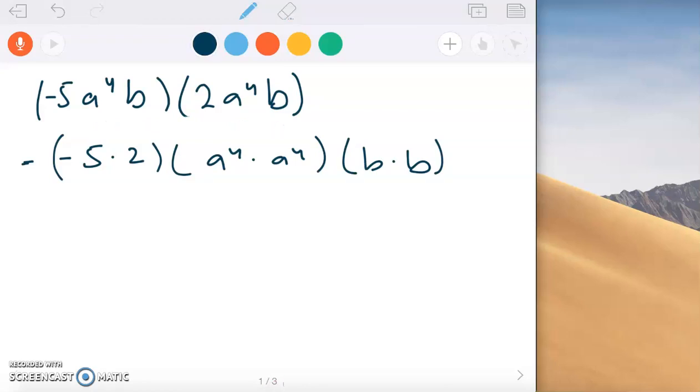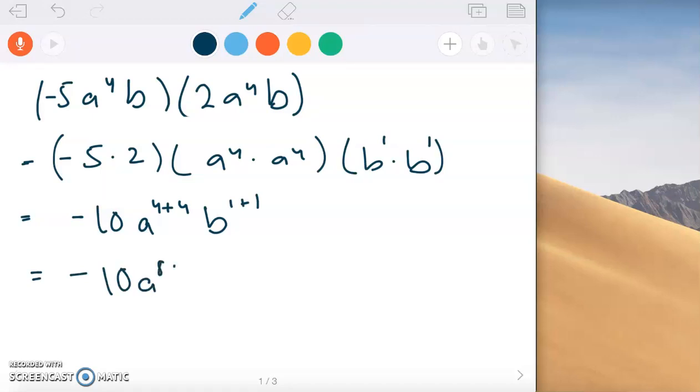Once we have addition and subtraction, remember we have to do the first, outer, inner, last. It's a different situation. This is just monomials. So here we have negative 5 times 2 is negative 10. A to the fourth times a to the fourth is a to the fourth plus 4. And then we have b. Remember, if there's no exponent, that's just a 1. So we have 1 plus 1, which is negative 10 a to the 8th b squared.